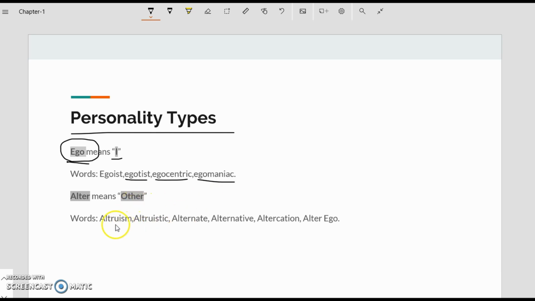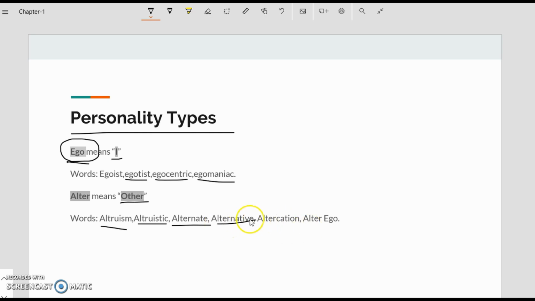Alter means other. Altruism, altruistic. These describe the nature of a person or people who work for the welfare of others. As I mentioned, alter means others. So a person or people who always work for others are called altruistic. Altruism and altruistic are the words that deal with that. Alternate means to exchange, to change with that thing. I want to alternate this pen with that pencil. This is also derived from the word alter, other.